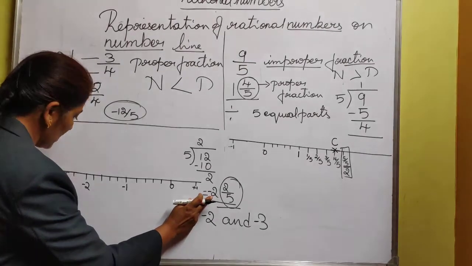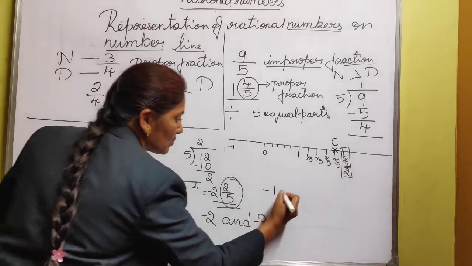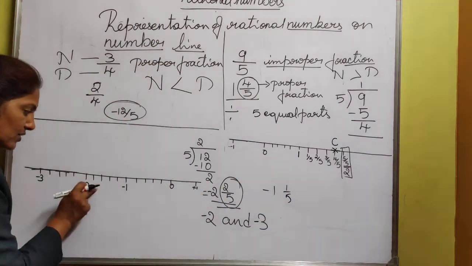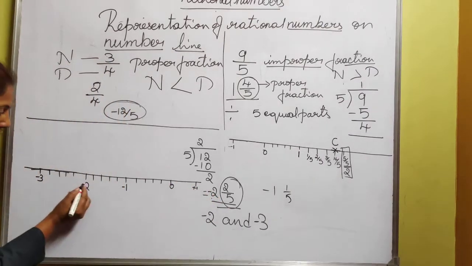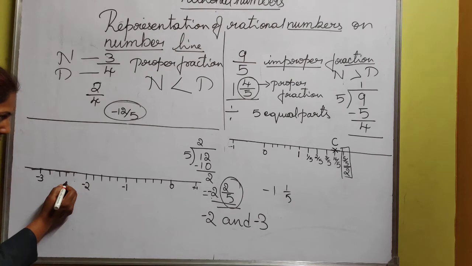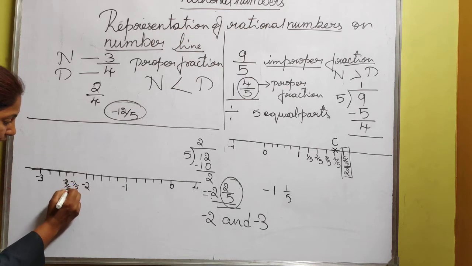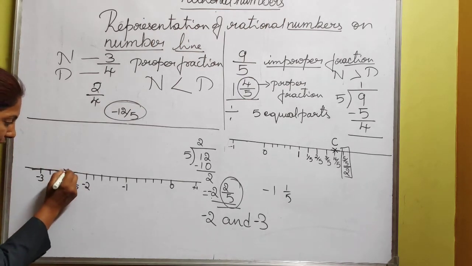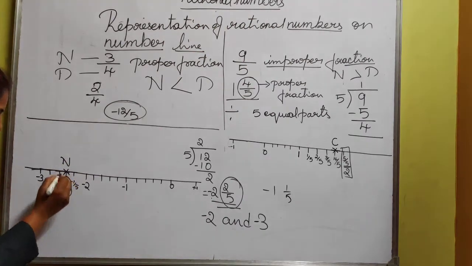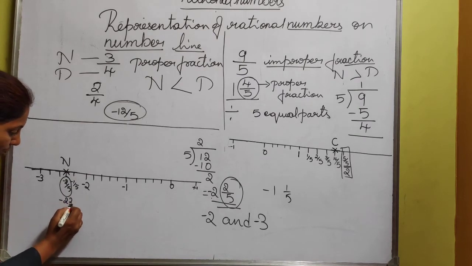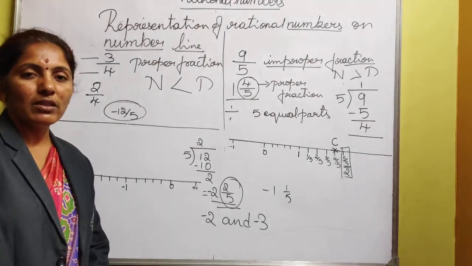You can observe here, this is -2 and 2 by 5. I'll read: if it is -1, 1 by 5, you can represent after 1. Now this is -2. We have to represent after 2. So -2, -1 by 5, -2 by 5. So this will be -1 by 5 and this will be -2 by 5. So -2 2 by 5 lies here. I'll mark this as N. So the rational number -2, 2 by 5 lies here. So this is how we are going to represent the rational numbers on the number line.